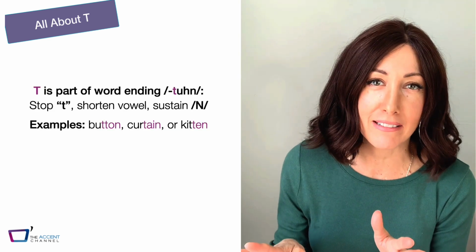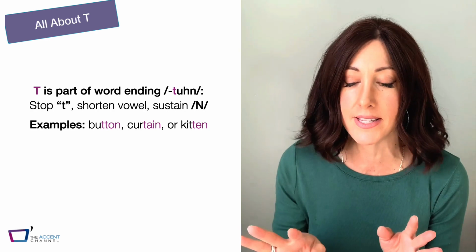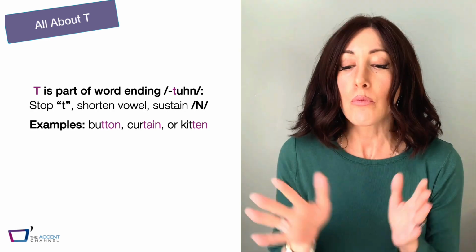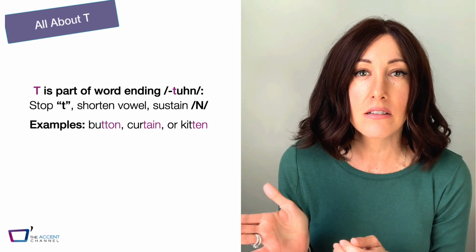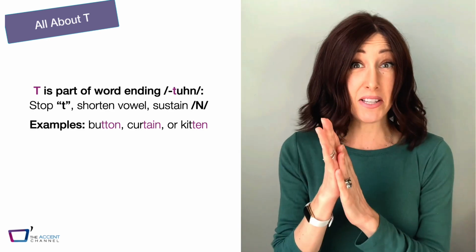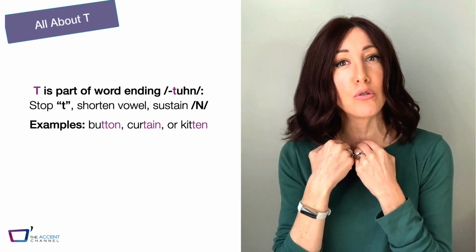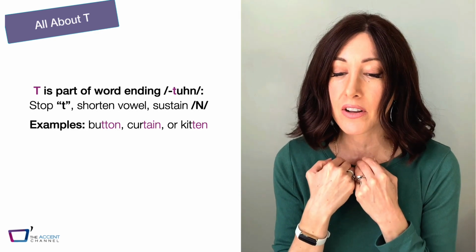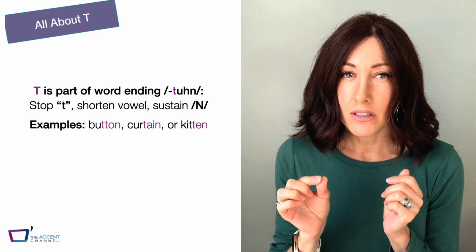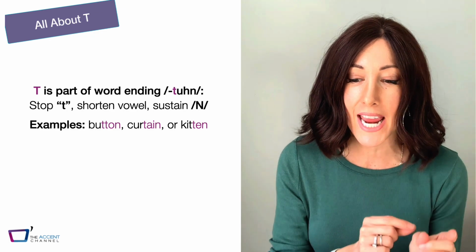This one's really fun, actually, but take a look. You'll see what I'm talking about when I give you the examples. So here's the rule. When T is part of the word ending ton, stop the T. We already talked about stopping the T, that glottal stop, stopping the air by bringing the vocal folds or cords together. Shorten the vowel, sustain the N. So stop the T, shorten the vowel, sustain the N.